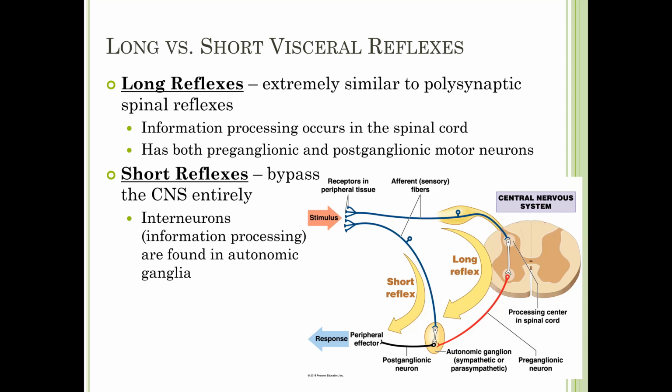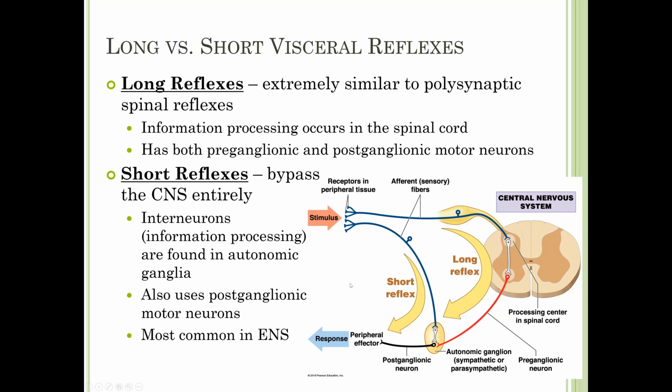So the information processing by the interneurons actually occurs inside the autonomic ganglia. So the sensory neuron doesn't even go to the spinal cord. It instead goes to the autonomic ganglia, where it's going to synapse onto an interneuron that is inside the ganglia, which is then going to activate a postganglionic motor neuron to talk to the peripheral effector. So that is a short reflex, and that is most common in the enteric nervous system. So we won't talk about that one again until we get to the digestive system in chapter 24.